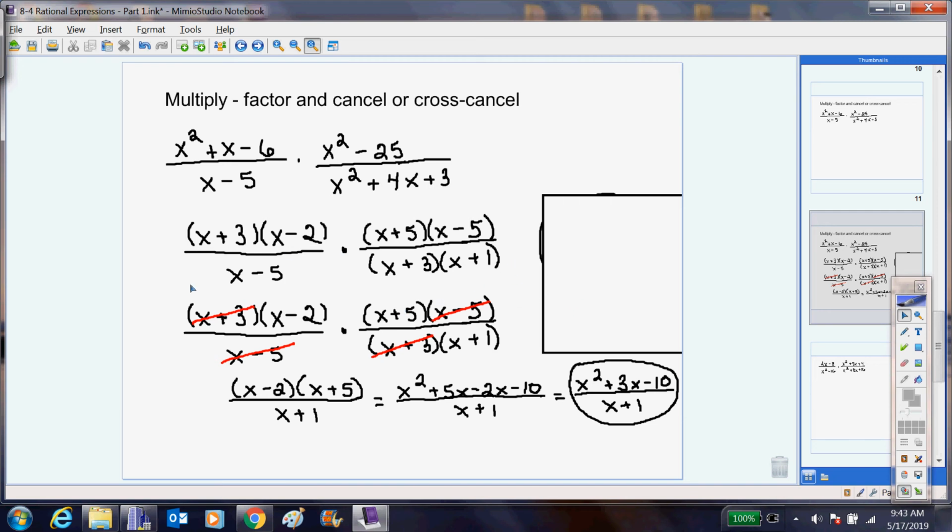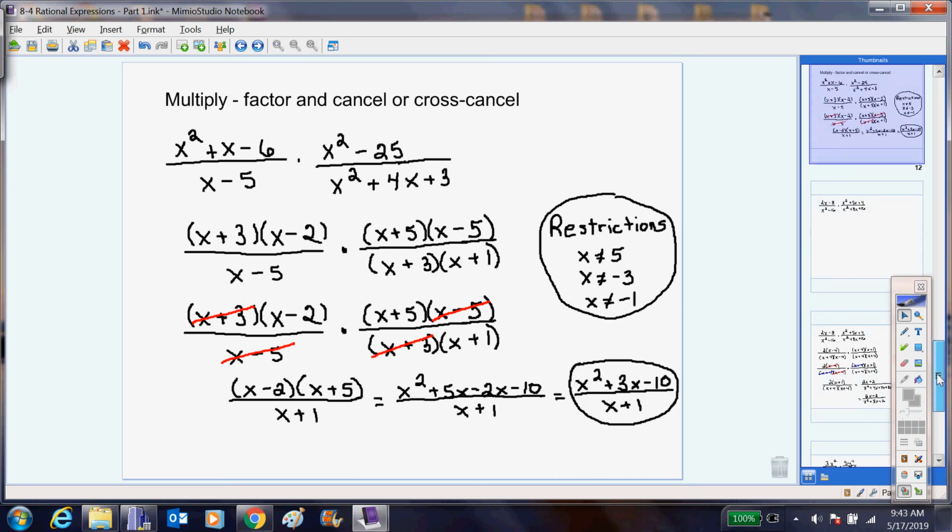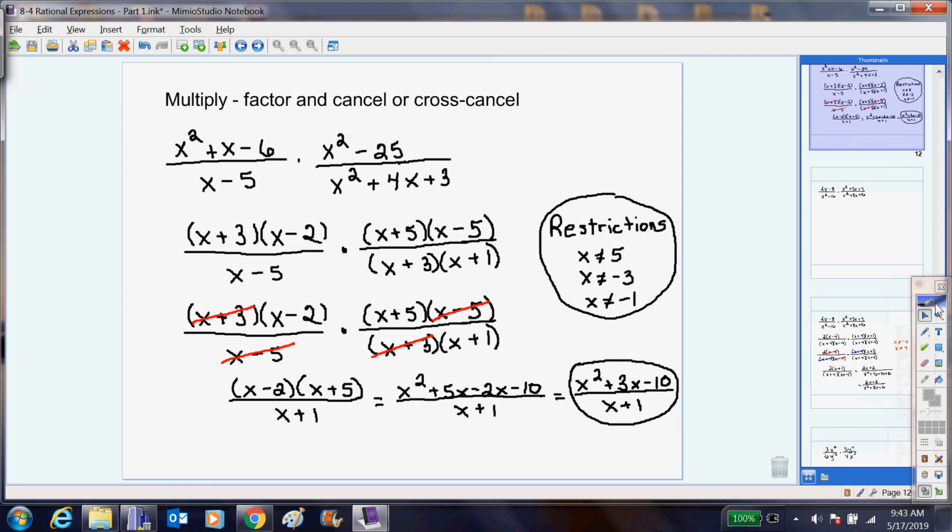What values will mess up any step? -3, 5, and -1. Because any one of those numbers would give you a 0 in the denominator somewhere. So we can pick any values to put in except for 5, -3, -1.